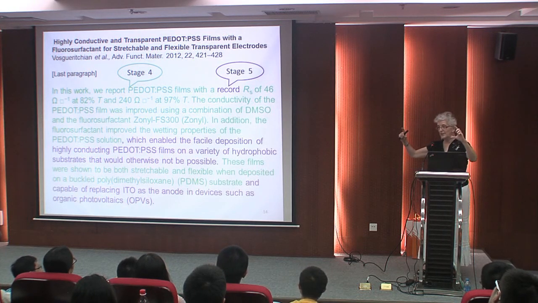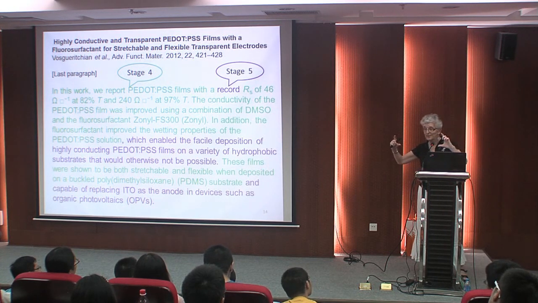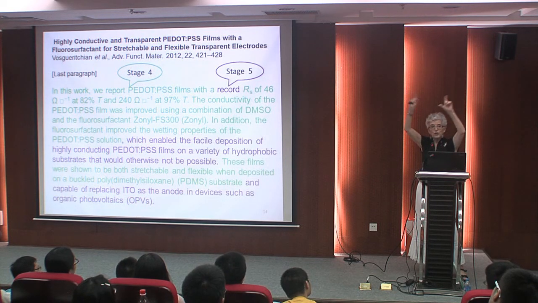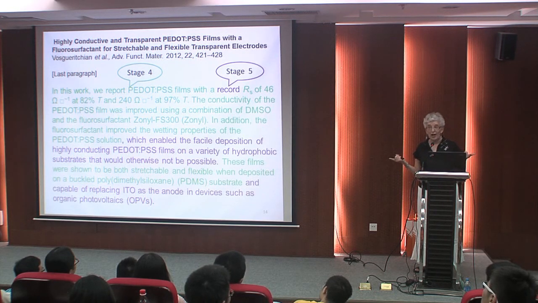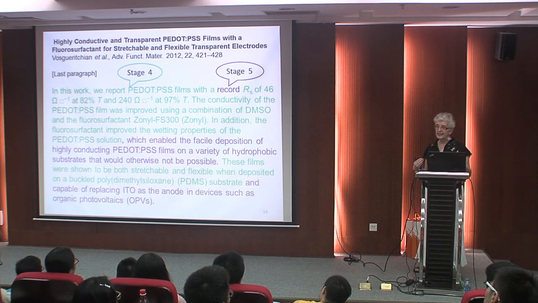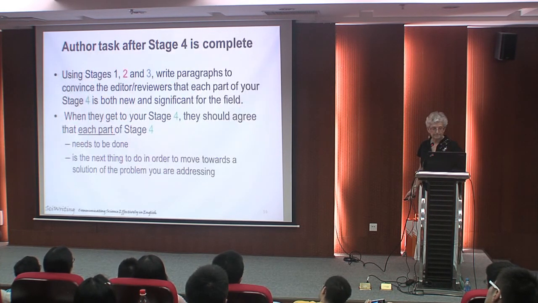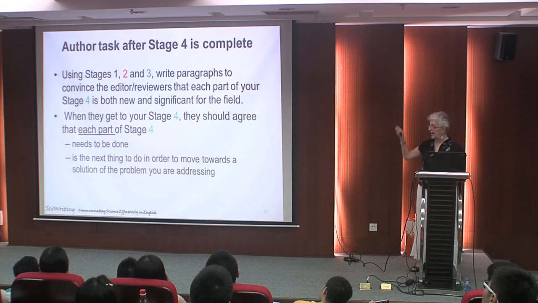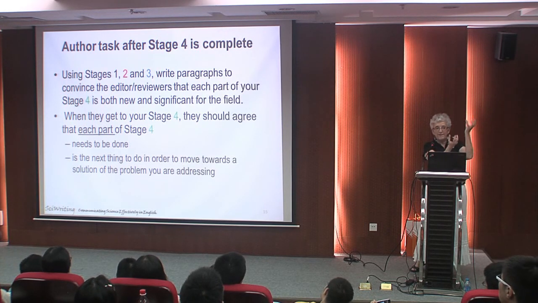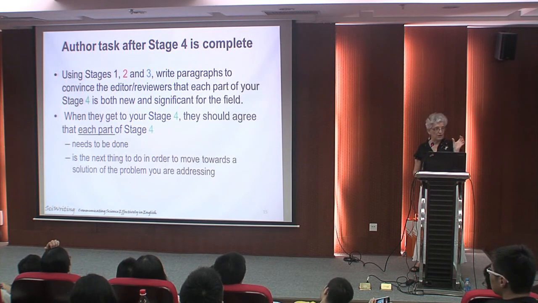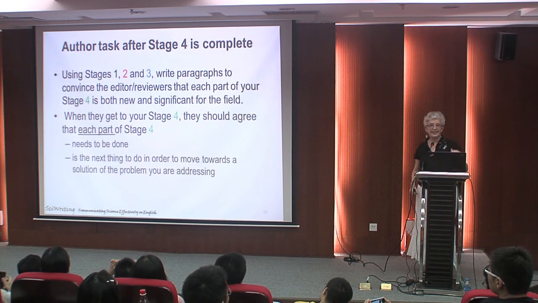Now, if the scientist wrote that first, and his task now was to justify all those bits, let's have a look at how they did it. We haven't got time to look at the whole analysis because it's a long introduction, but my whole analysis will be on the website, on the Wiley website. So, the author task after stage 4 is to write 1, 2, 3 paragraphs to convince the reviewer that each one of those stages is new and significant.